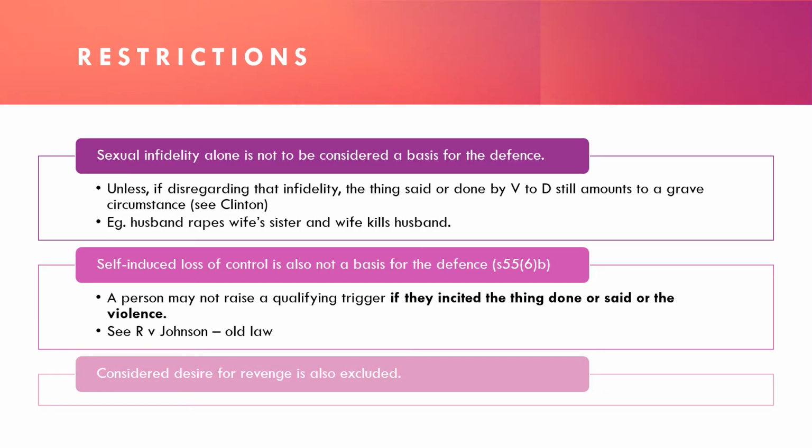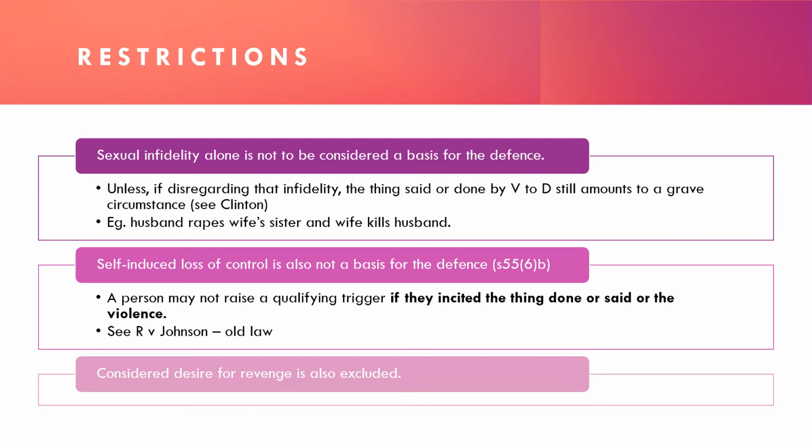So some of those restrictions, three of the main ones, some of which we've covered already. Sexual infidelity alone is not to be considered as a basis for the defence. Now, the real issue there is it's actually excluded, but following the case of Clinton, that's changed slightly. So unless, if disregarding that infidelity, the things said or done by the victim to the defendant still amount to a grave circumstance, then it could potentially still be a basis for the defence if it's combined with other factors. So for example, if a husband rapes the wife's sister and the wife kills the husband, it's not really the infidelity there, is it?